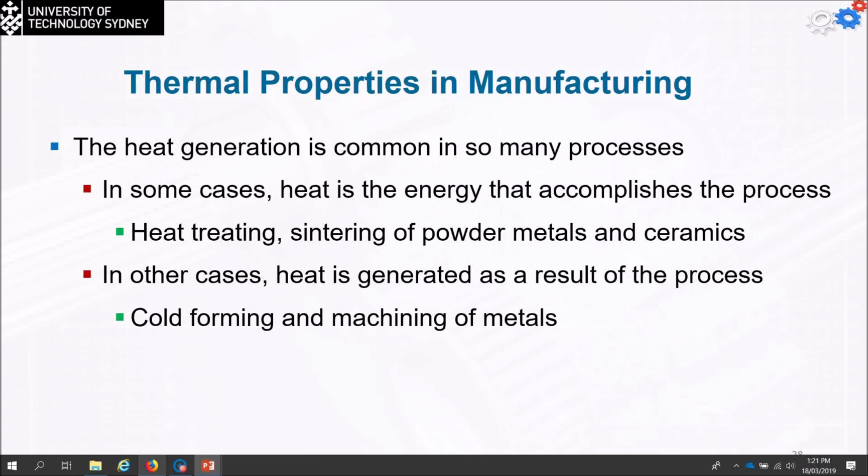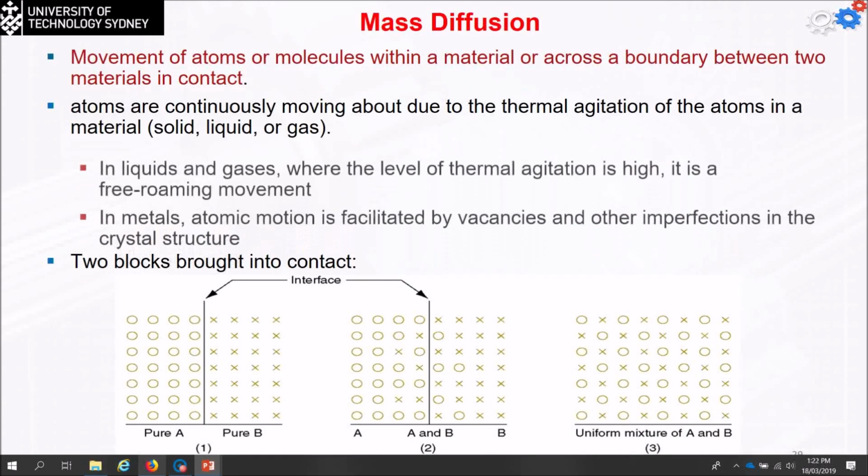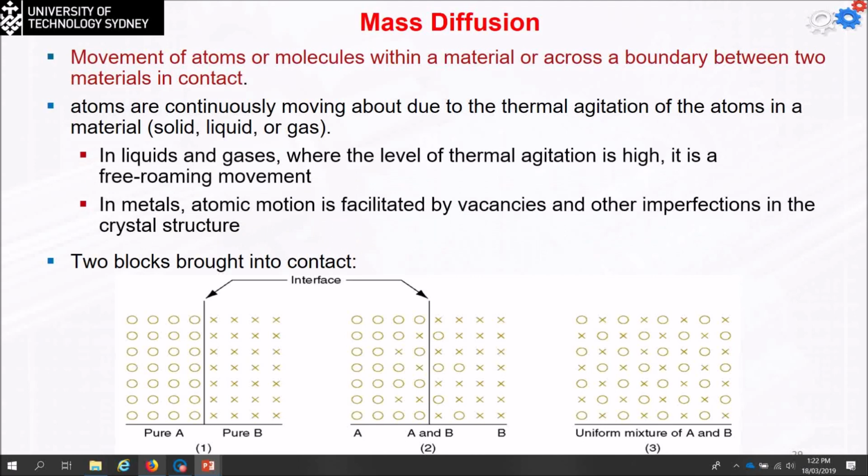Mass diffusion is the movement of atoms or molecules within materials, or across a boundary between two materials in contact. Simply, if two materials are compressed together by a certain force, we have what we call a joining process, where you compress them together to get a permanent joint. What's happening is that after a certain time, the molecules of one material are going to be within the other to a certain depth. And that's what we call mass diffusion.